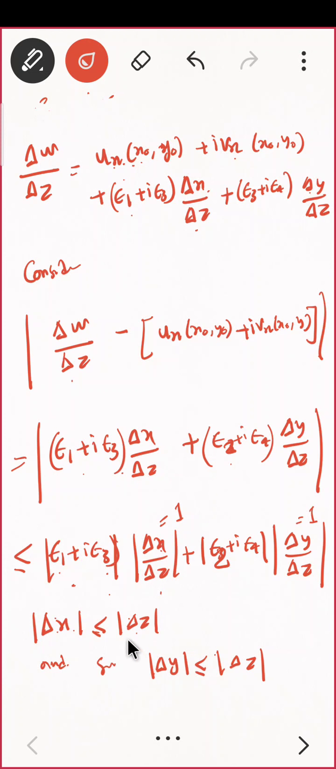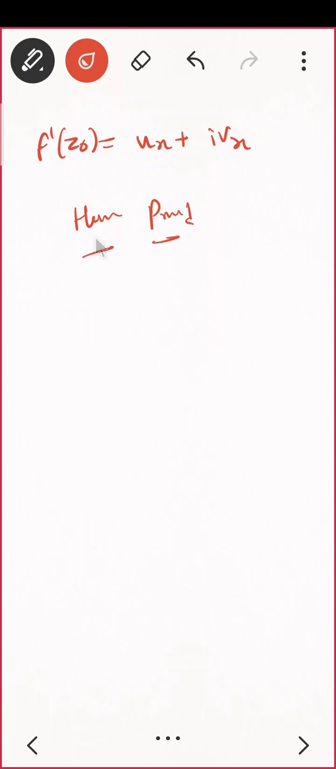So finally, what will be my conclusion? The limit of this is equal to this. Once you prove this whole thing is less than epsilon, then what is my conclusion? That... correct? Or you can also say that these two terms go to 0. So what should you conclude? I'll write: the derivative equals ux plus ivx, correct? Means proved, correct?